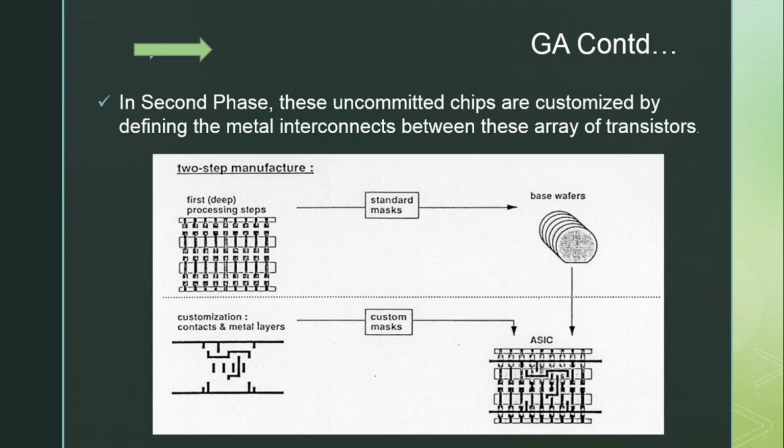And in the second phase, these uncommitted chips are customized by defining the metal interconnects between this array of transistors according to the specific user. The second step cost will be according to the different individual user application. So this is being shown in this diagram.